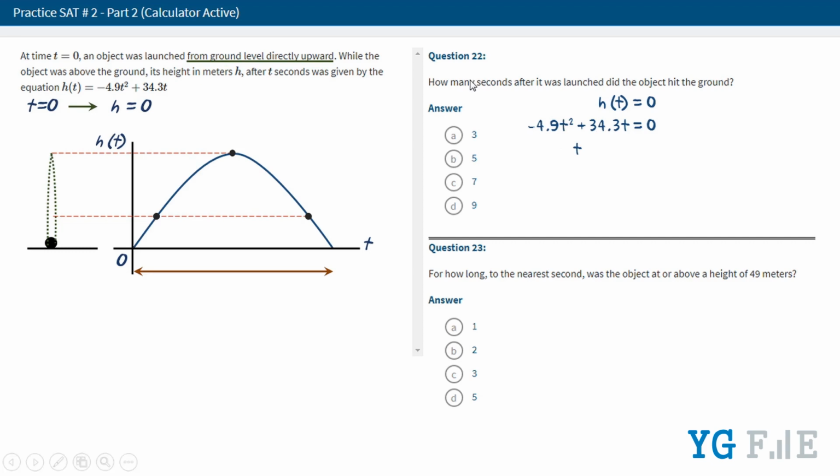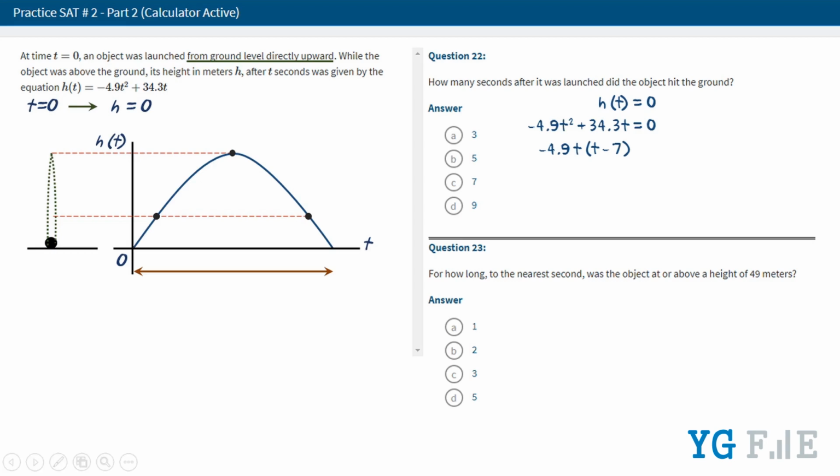And we have coefficients 4.9 and 34.3. By using our calculator, we can check that 34.3 is divisible by 4.9, which means that we can factor out the negative 4.9. Negative 4.9 t squared divided by negative 4.9 t gives us t. And if we check using our calculator, 34.3 divided by minus 4.9 is minus 7.